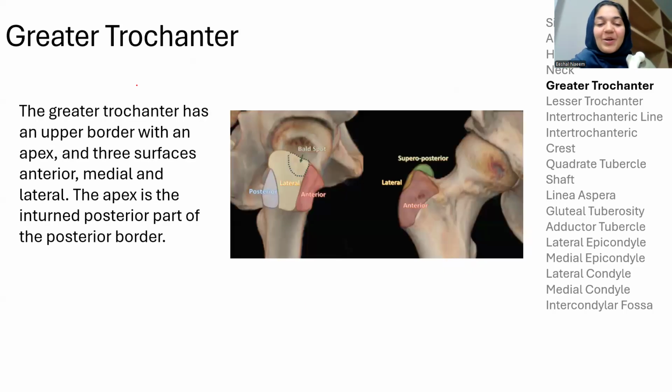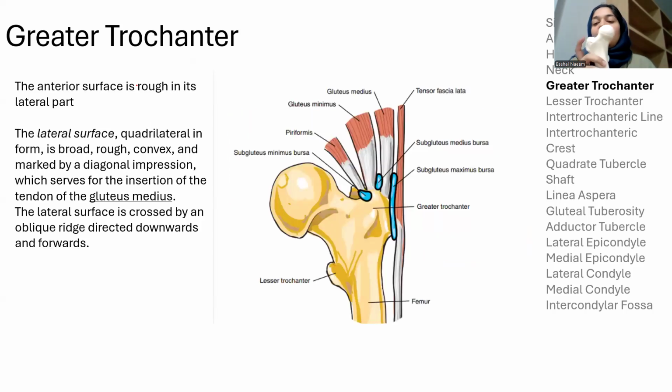Okay, the greater trochanter has an upper border with an apex. This is the upper border and this is the apex. And then we have three sides: a lateral side, an anterior side, and a posterior side, which is also called the medial side. Now the apex is the inner posterior part of the posterior border. So basically, if this is the posterior border, this is the inner part, the apex of the greater trochanter.